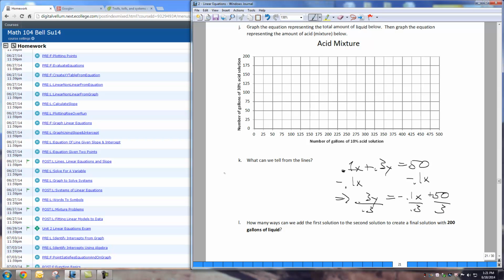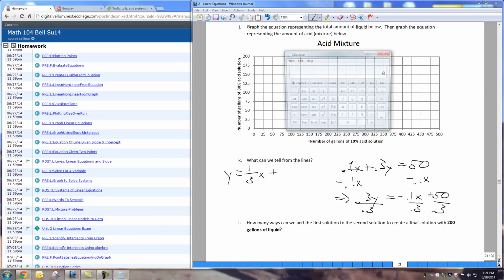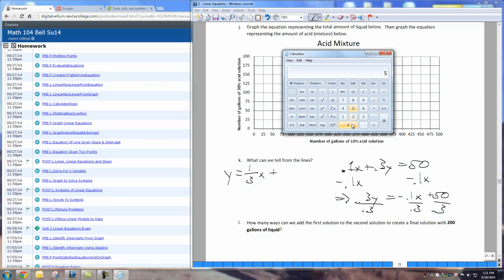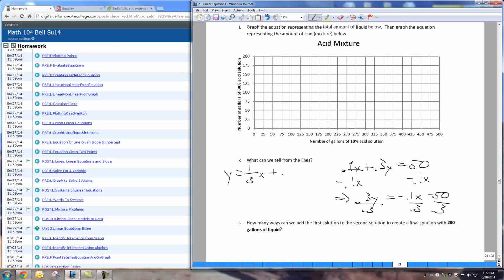That gives me y equals 1/3 x, since 0.1 over 0.3 is 1/3, plus 50 divided by 0.3, which is 500 divided by 3. Just do it in the calculator. 50 divided by 0.3 equals 166.67. So we'll just say 166.